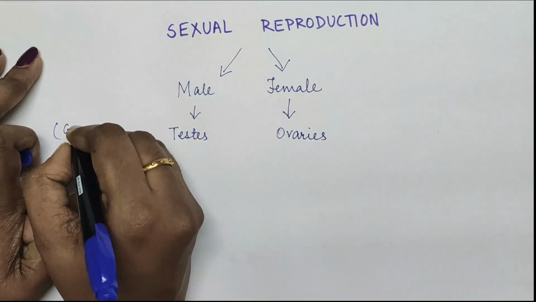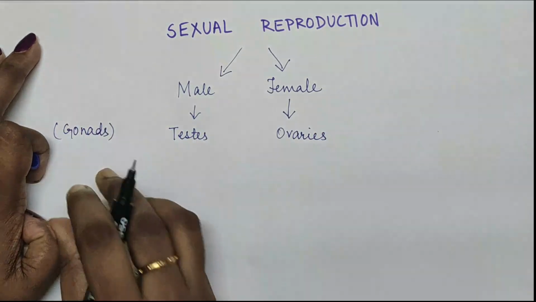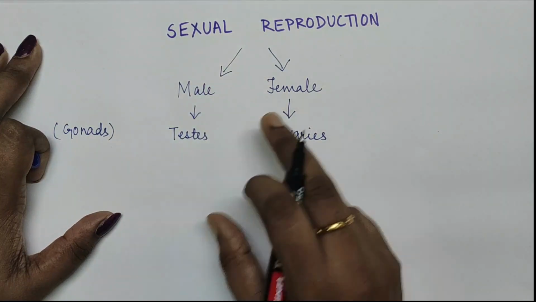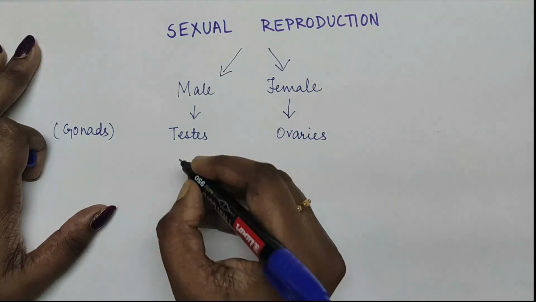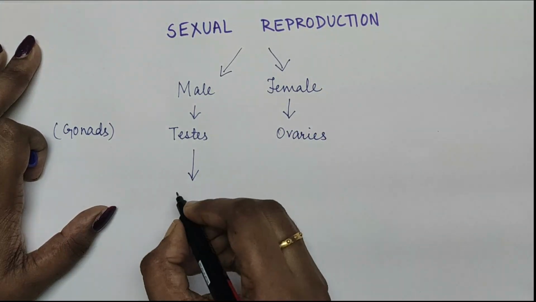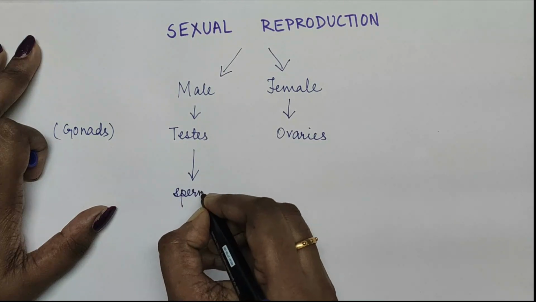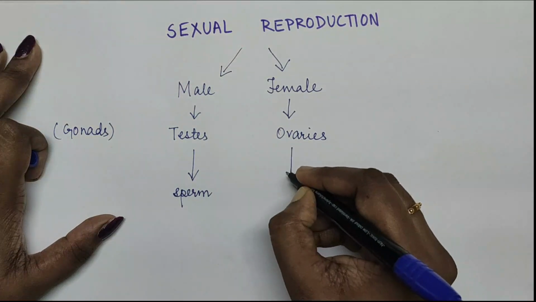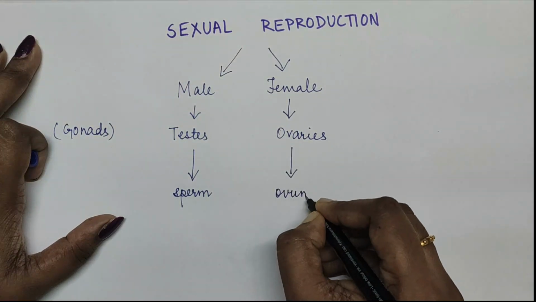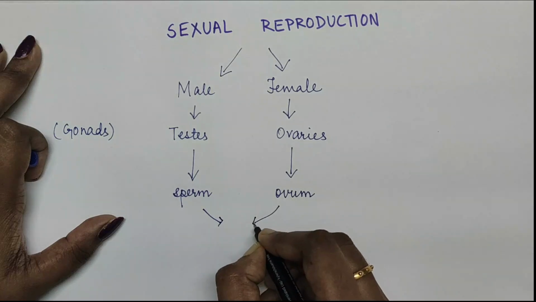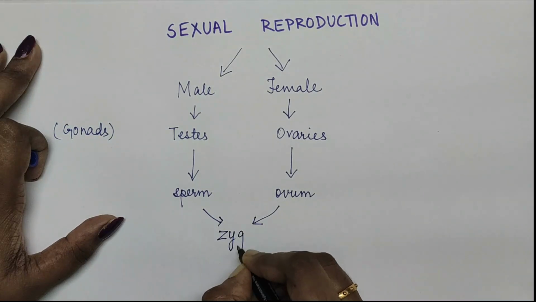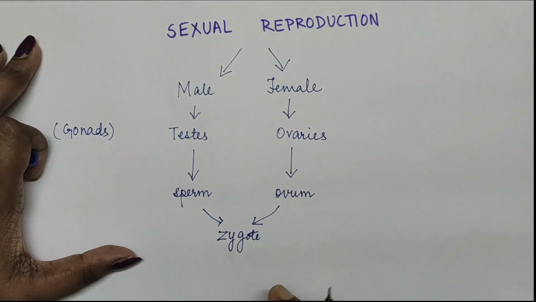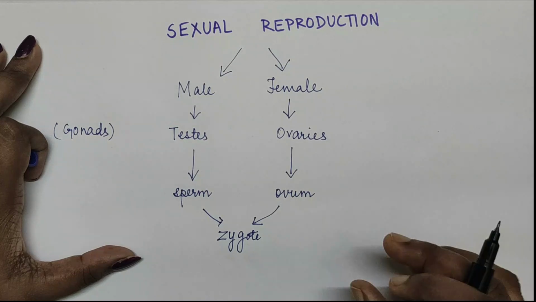These both are the gonads. Gonads are nothing but the main reproductive organs: in the male, the testes, and in the female, the ovaries. They produce the sex cells. The male produces sperm, and the female ovaries produce the ovum. The fusion of both of them leads to the formation of the zygote, which is a single cell, which will further divide and redivide to form the embryo and then the fetus.